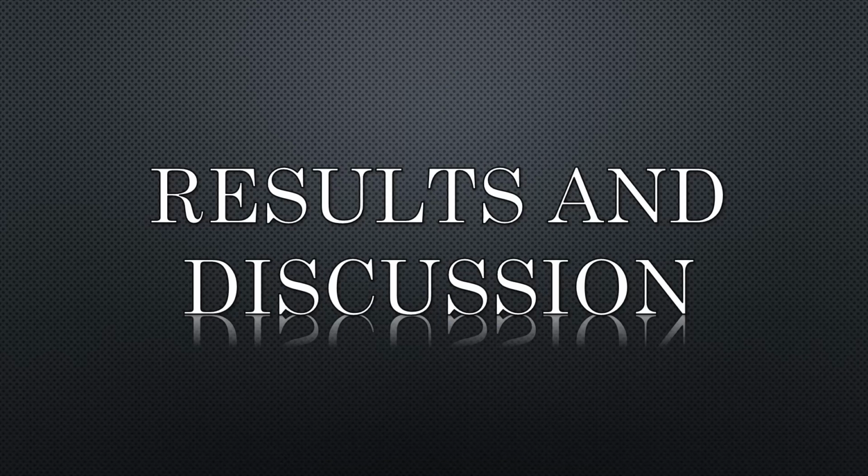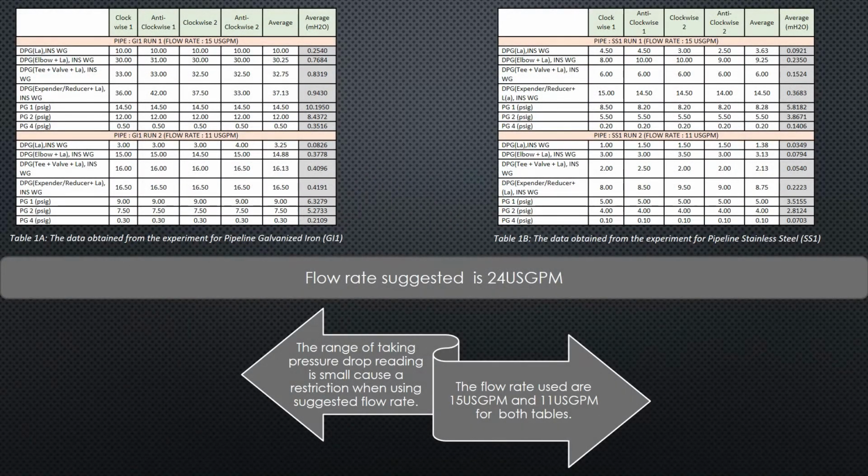Right now, let me continue with the results and discussion of this experiment. As you can see from table 1A and table 1B, the differential pressure gauge denoted as DPG and pressure gauge denoted as PG are collected from the procedure that has been conducted just now, which are galvanized iron 1 and stainless steel 1 respectively. The flow rate suggested in the lab manual is 24 US gallons per minute.